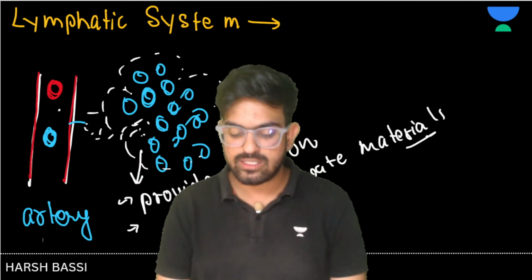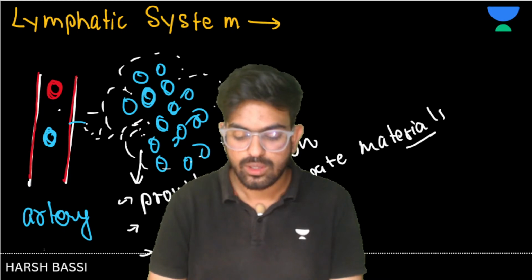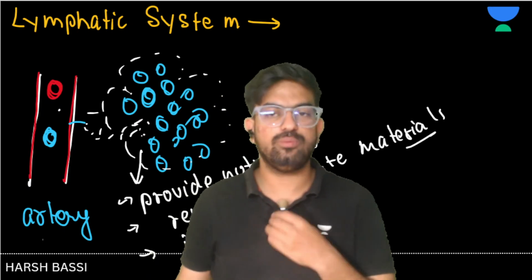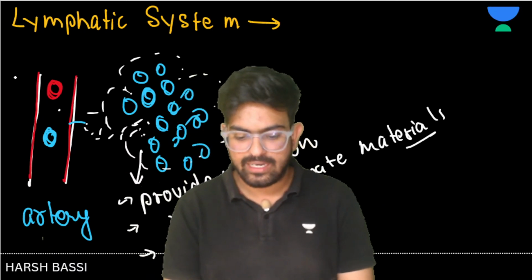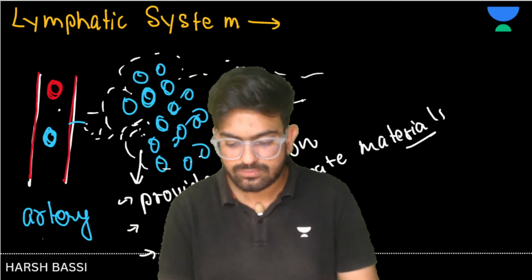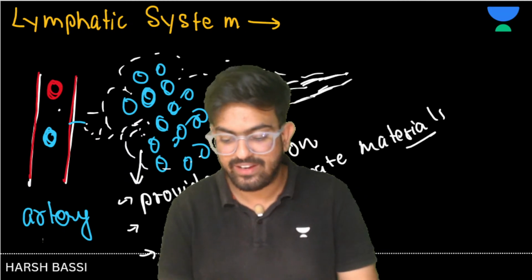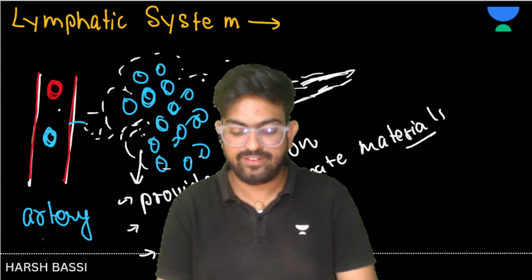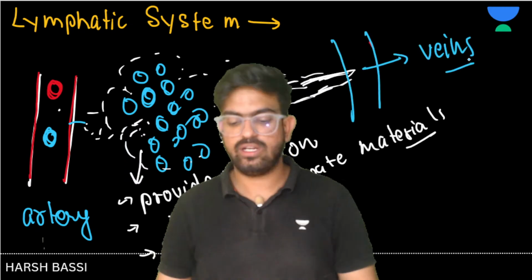It will remove the waste materials, and provide immunity, right? Since there are WBCs, it will provide immunity. Now what happened? After doing its work, it will collect into lymphatic capillaries and lymphatic venules, and then it will be combined to the veins. And this is what the lymphatic system is.